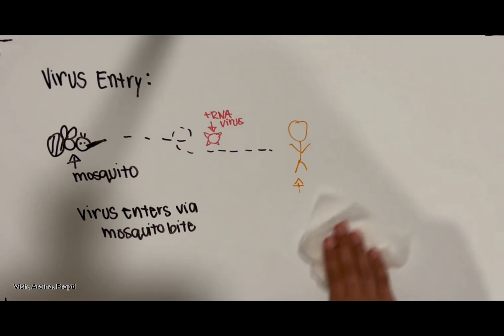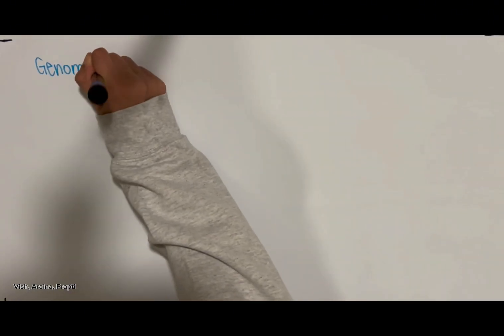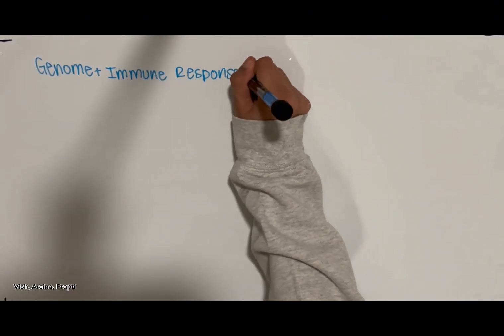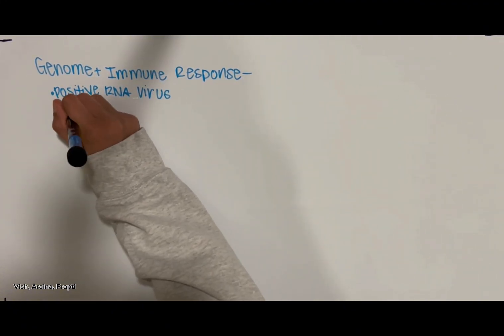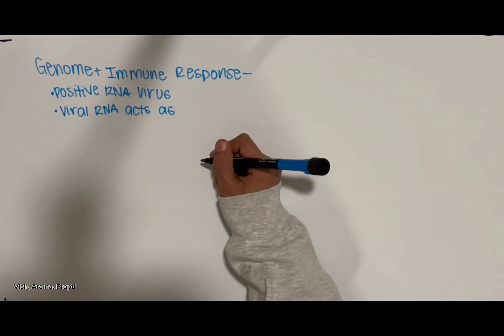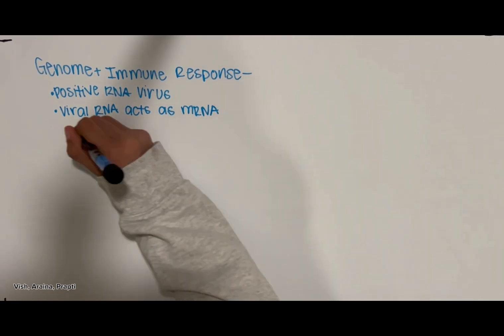Dengue is a positive sense RNA virus, which means its RNA can be directly used by host cells to make viral proteins. Since this is the body's first exposure, it triggers the primary immune response, which takes time to fully develop, but it's very specific.